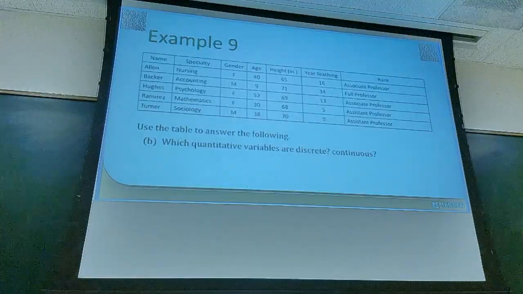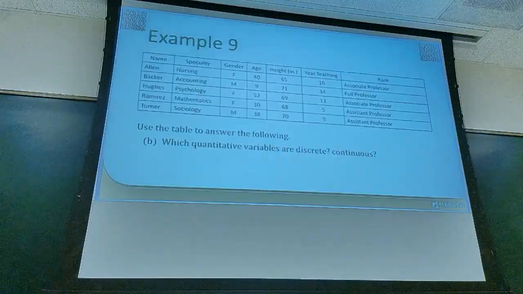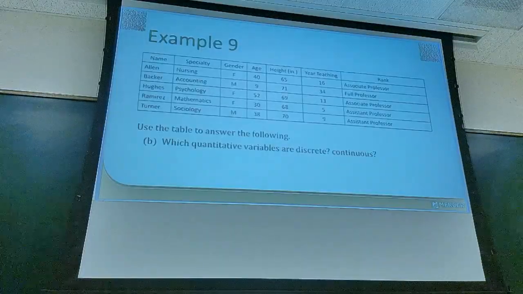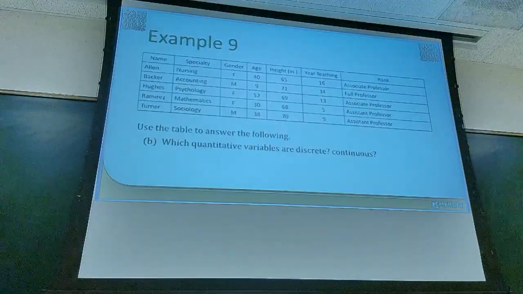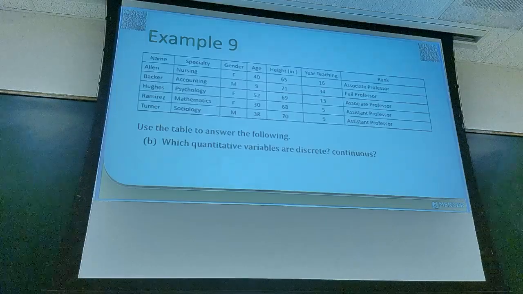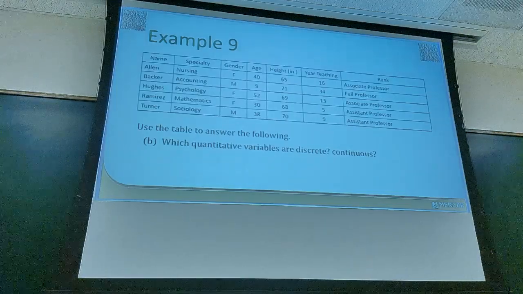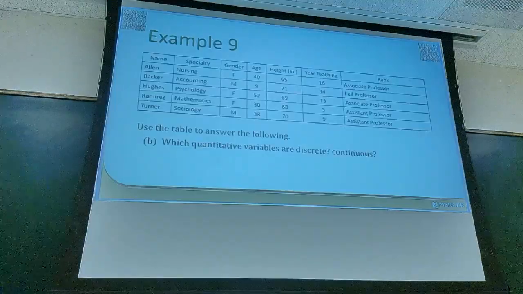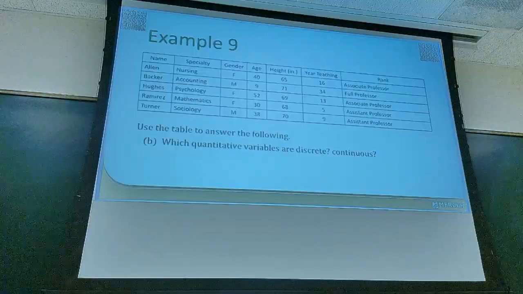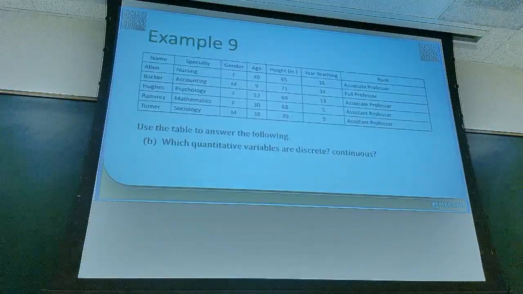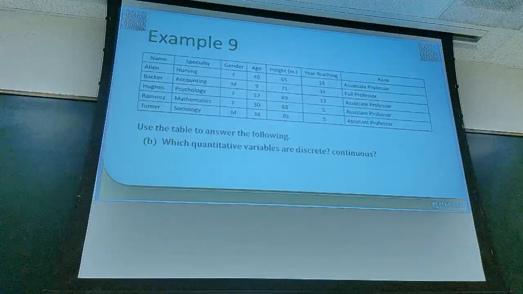Oh, okay. That was apparently the next question. Which of the quantitatives are discrete and which are continuous? I already did that. My answer key says that age is continuous, so I'm just going to go with that. Years teaching would be the only discrete. The other two are listed as continuous.